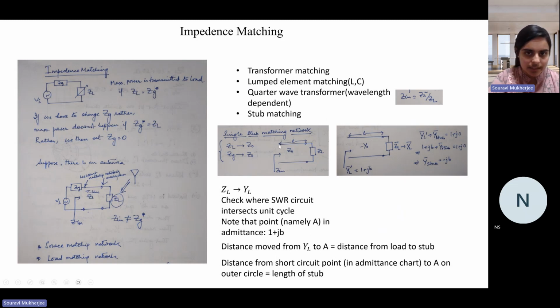So basically what happens here is that you have an added stub connected in parallel, which helps make the effective Z match with the ZG in your circuit. That is how the matching is done. So that was about today's class.